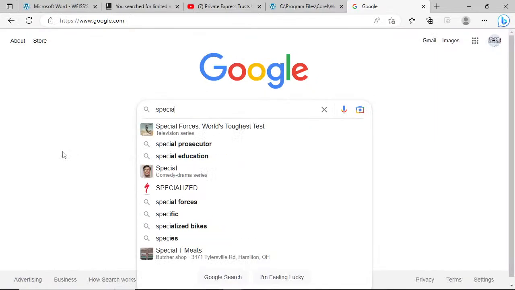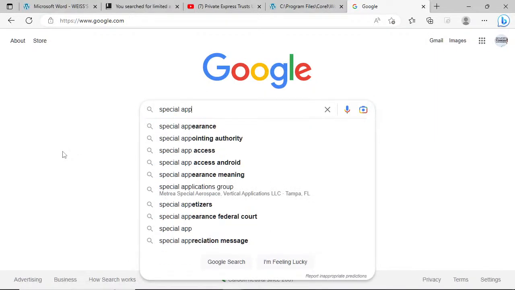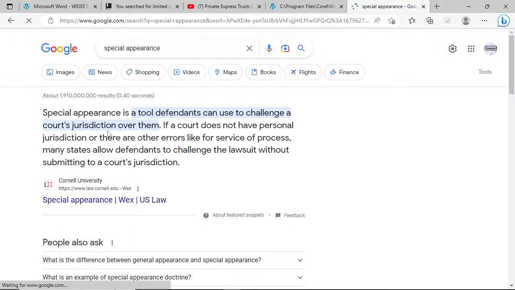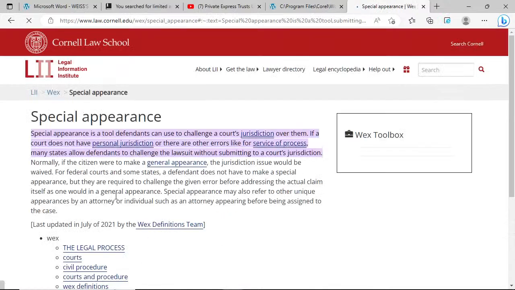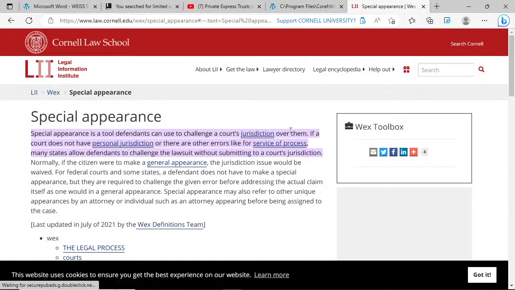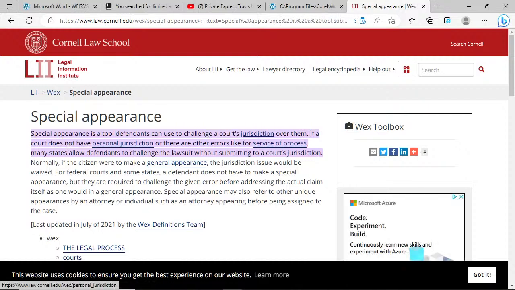Since they want to play me stupid. Right from the Cornell website. Special appearance is a tool defendants can use to challenge a court's jurisdiction over them. If a court does not have personal jurisdiction, or there are other errors, like for service of process, many states allow defendants to challenge a lawsuit without submitting to a court's jurisdiction.